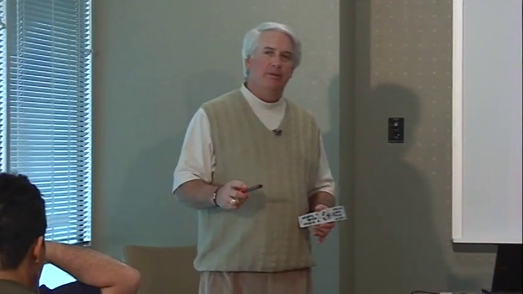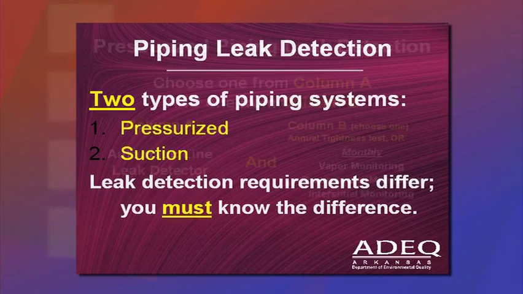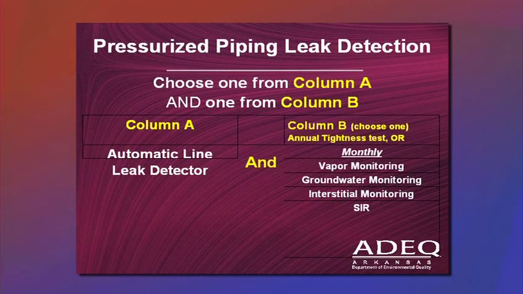Now we're going to talk about release detection for the piping that's actually out there. There's two types of piping systems for underground storage tank facilities: pressurized and suction piping. Release detection for each one of these methods differs, and you have to know the difference. If you have pressurized piping at your facility, it requires two forms of leak detection. You have to have one from column A, and this is the automatic line leak detector, and you have to choose one from column B.